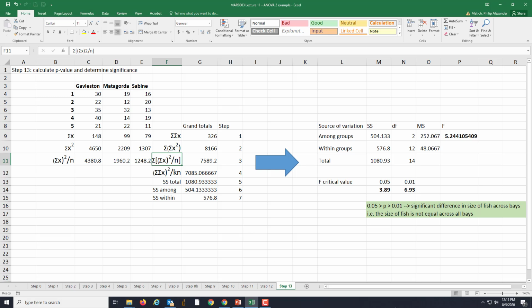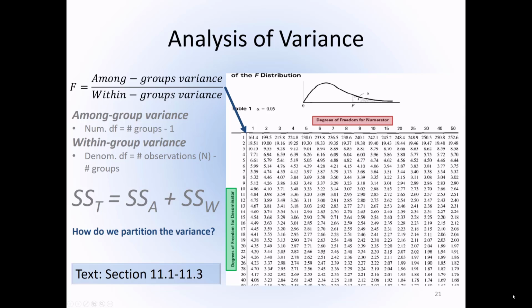Now we moved through this relatively quickly, but you're going to have this spreadsheet in which to work through this example on your own, and we'll be covering several examples in class to make sure everyone's on the same page. As we've seen, we can go from having raw data on our different bay systems to discern if there is some kind of difference in the size of our fish in those respective bay systems.